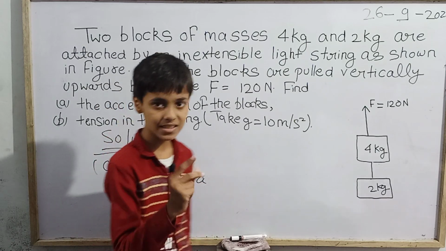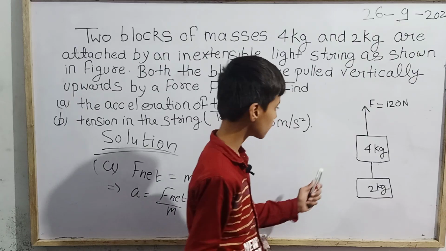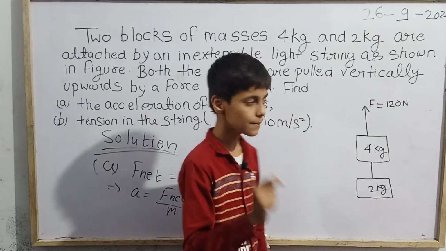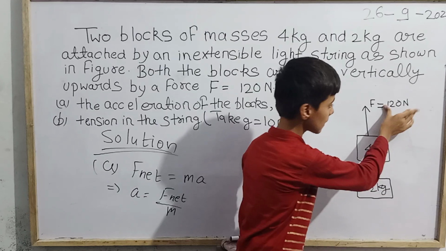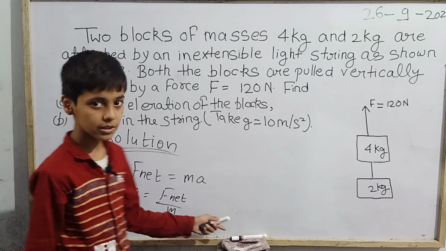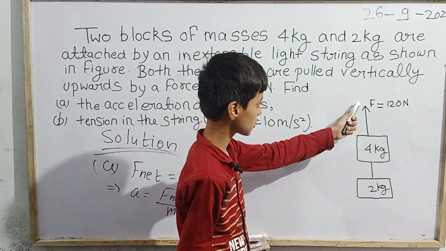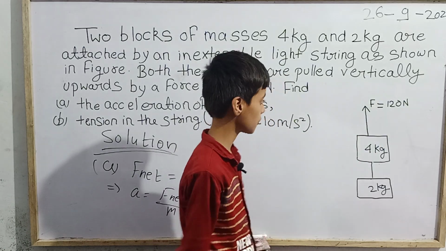First of all, let us calculate the net force. For the net force we need to know that the blocks are pulled vertically upward with 120 newtons. But it is 120 newtons only, not 120 divided by total mass, because we have to calculate the net force, not any single external force.